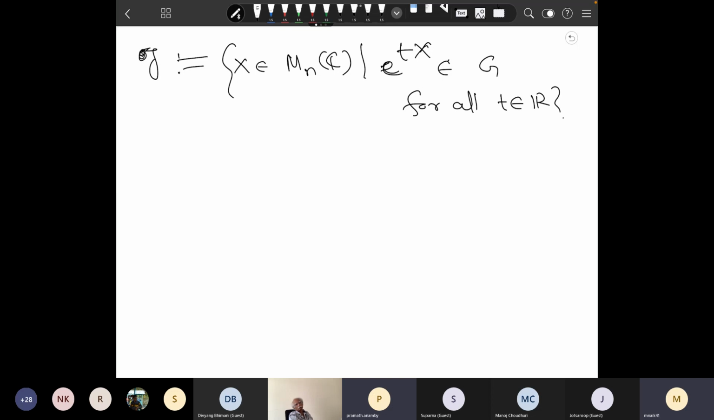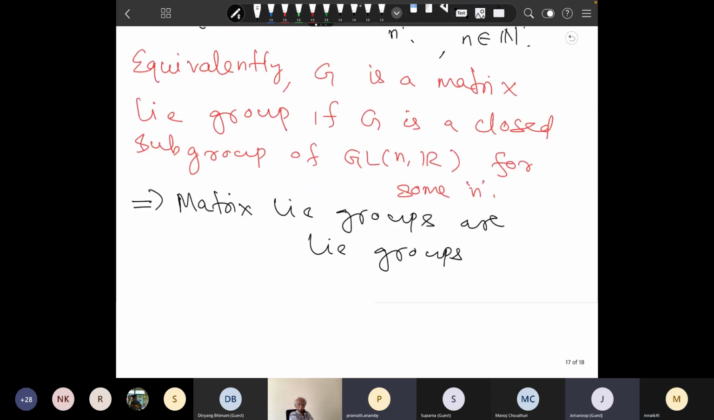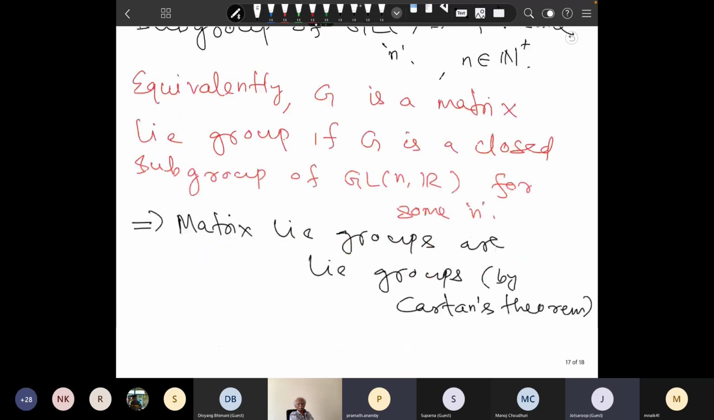Now here, you meant that matrix groups are Lie groups, right? Matrix Lie groups are Lie groups by Cartan's theorem. Yes. We are defining a matrix Lie group to be a closed subgroup of GL_n(C).